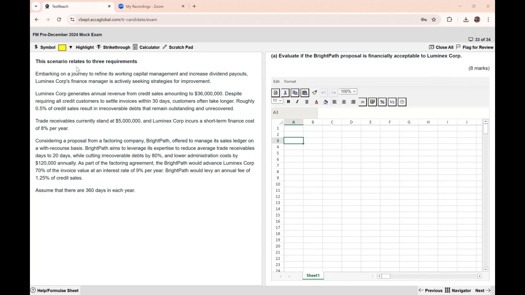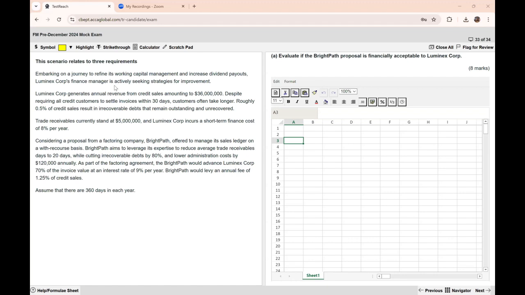Let's see. This scenario relates to three requirements: embarking on a journey to refine its working capital management and increase dividend payouts. Luminex Corp's finance manager is actively seeking strategies for improvement. Luminex Corp generates annual revenue from credit sales amounting to $36 million. Despite requiring all credit customers to settle invoices within 30 days, customers often take longer. Roughly 0.5% of credit sales result in irrecoverable debts. That means bad debts that remain outstanding and unrecovered.